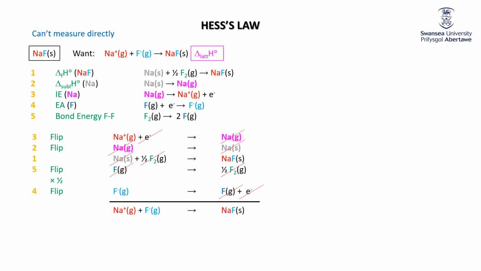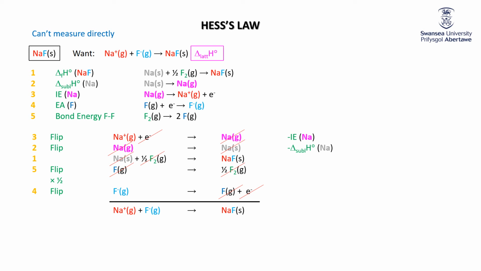If I'd been giving you numbers, now you could think about the numbers. Let's just do it in a symbolic sense. Equation 3 was the ionization energy of sodium, but I flipped it. So that's now minus the ionization energy of sodium. Equation 2 was the sublimation of sodium, but I flipped it. So now it's minus the sublimation of sodium.